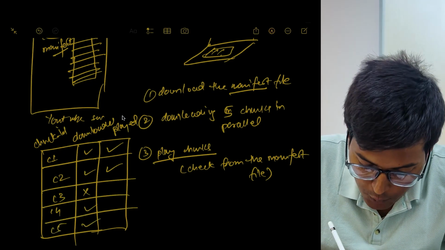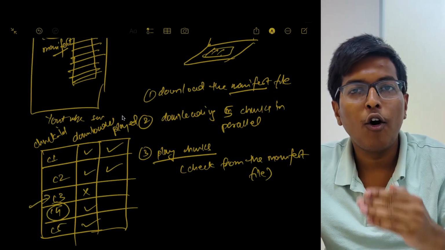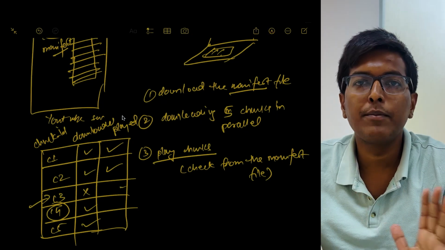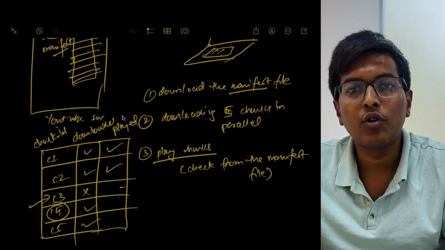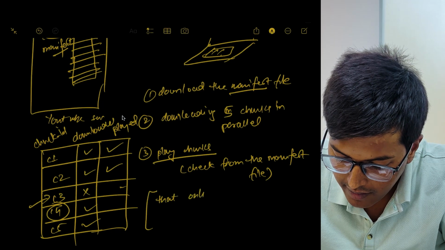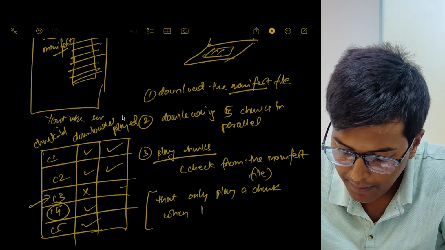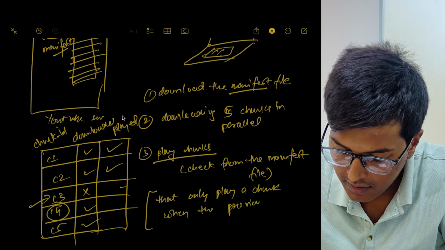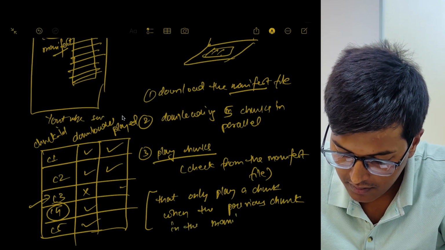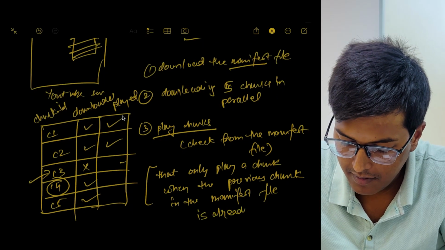So when you come to playing chunk 4, you will see whether the previous chunk of chunk 4 is already played or not. If not, you will only buffer. You will not play chunk 4, right? So you will make sure to only play a chunk when the previous chunk in the manifest file is already played.